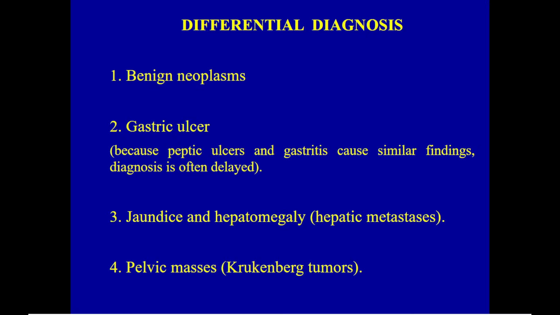Differential diagnosis: benign neoplasms, gastric ulcer, because peptic ulcers and gastritis cause similar findings. Diagnosis is often delayed. Jaundice and hepatomegaly if there are hepatic metastases. Pelvic masses in women if there are Krukenberg metastases.